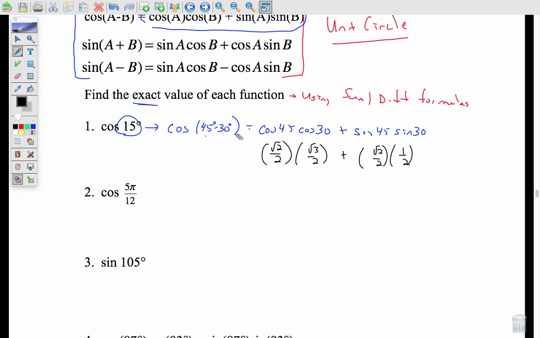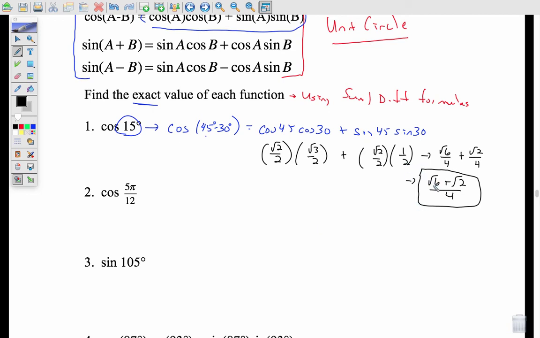So we've made those substitutions for our functional values. And now we'll just simplify here. If we multiply square root of 2 times the square root of 3, we get the square root of 6 over 4. 2 times 2 is 4. Plus square root of 2 times 1 is the square root of 2 over 4. And we could write this as one fraction. It'd be the square root of 6 plus the square root of 2, all over 4. So there is our exact answer for the cosine of 15 degrees.